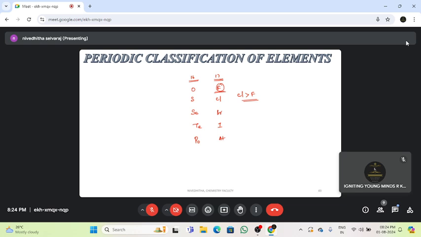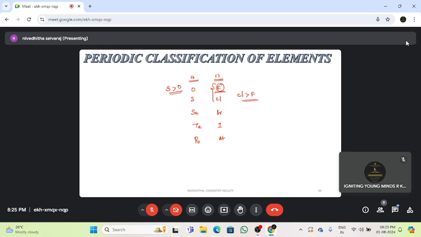So what we would expect is that oxygen will have higher electron affinity than sulfur. That is what we expect. But the actual trend is that sulfur has higher electron affinity than oxygen. The reason is similar to the reason for fluorine and chlorine.